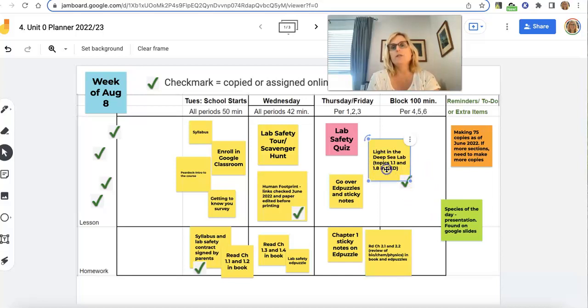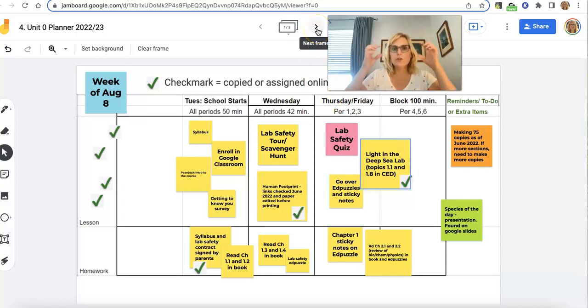And so I do this lab. So this is topics 1.1, so very, very first thing we learn really in Unit 1, and then 1.8 in our CED. And I just like to do it the first week of school. It's fun. It's kids. They look at sea critters with layers of blue plastic film to see how light penetrates into the ocean.